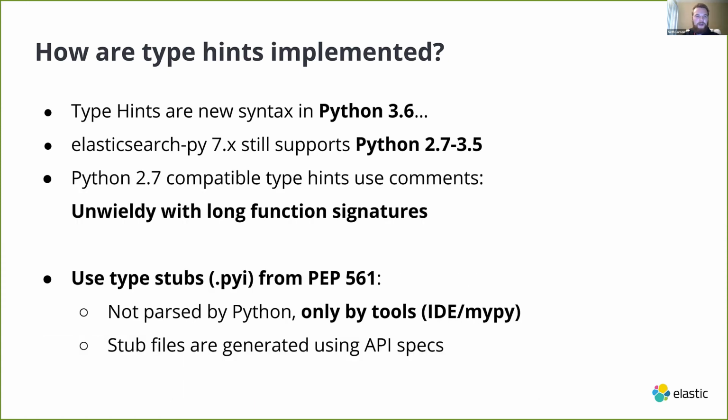And so instead we went with type stubs. In PEP 561, they defined .pyi files, also known as type stubs. Essentially you can ship those with your package, and instead of being interpreted as Python, only tools and IDEs will use them. And so you can use all of these new syntaxes and new features in the typing module without having to worry that this is going to turn into an import error when I try to use them in an old Python version. And so these stub files are also generated from the API specs.